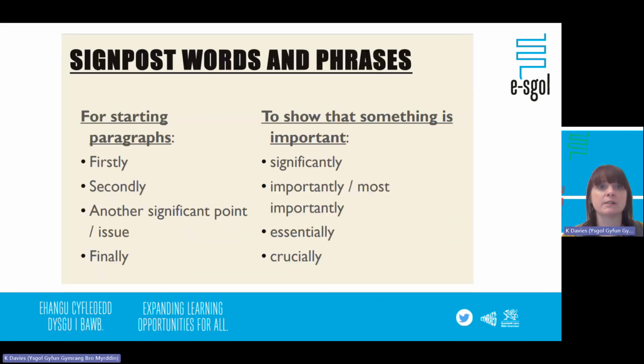And then with your signposts and phrases, so you've got starting paragraphs, you'd have firstly, secondly, another significant point, finally, and then the key phrases here, okay, the idea of looking at to show that something is particularly important. So you've got things like significantly, most importantly. So again, you've got the use of the superlative or hyperbole where you're exaggerating, essentially, crucially. Okay, so it becomes with the crucially and the essentially quite emotive as well there.